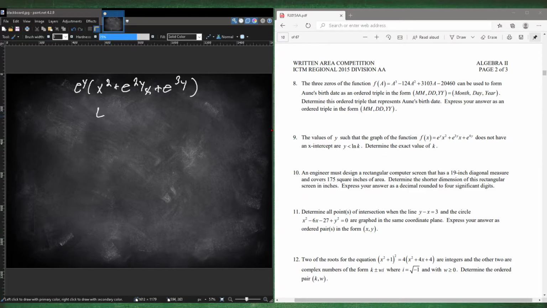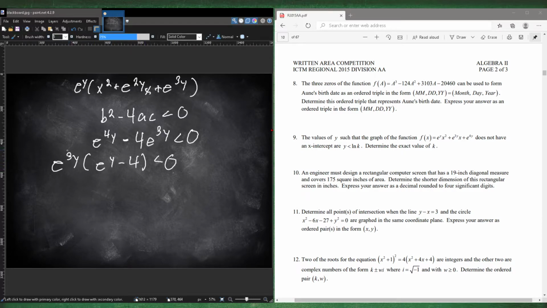So b squared minus 4ac has to be less than 0. So b is equal to e to 2y, so that's e to 4y, minus 4, a is 1, and c is e to 3y, and that's less than 0. So factor out e to 3y, and that gets e to the y minus 4 is less than 0. Since this is all exponential, it's going to be positive all the time, so the only one we have to worry about is e to the y minus 4, which is less than 0.